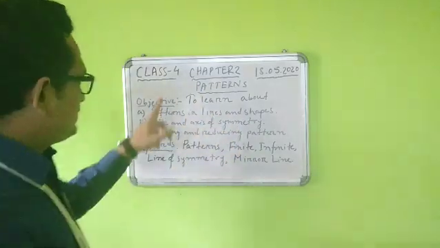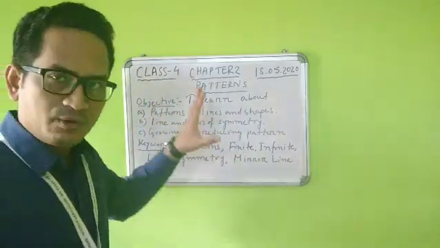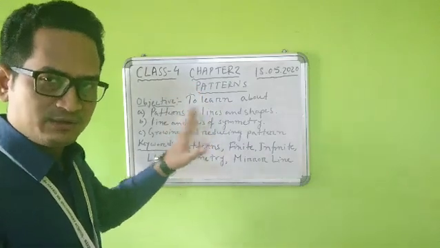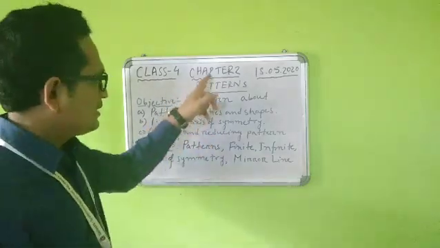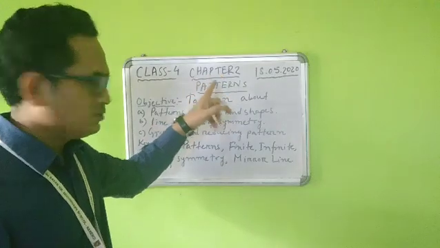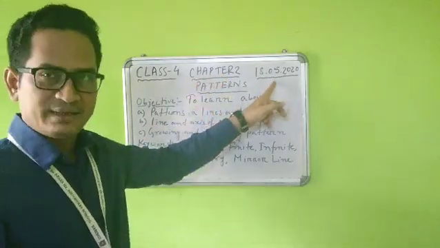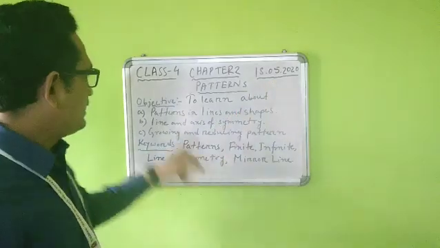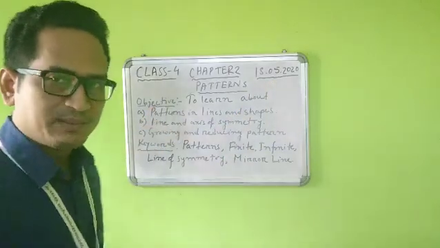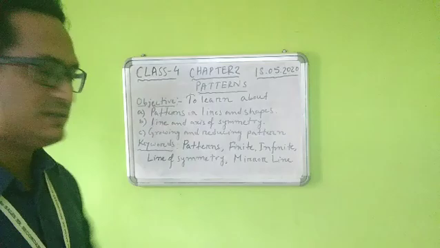Now students, let us see how you have to write this down in your copy. That also is very important. First of all, you will write on a new page chapter number 2, patterns, and today's date, that is 18th, and then we will write the objective, that is what we are going to learn in this particular chapter.